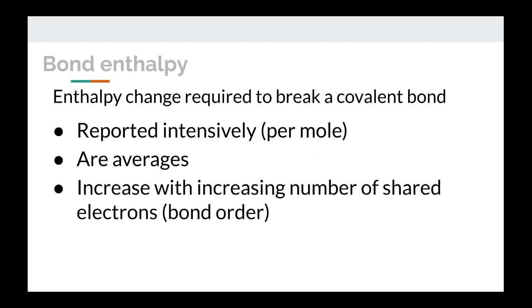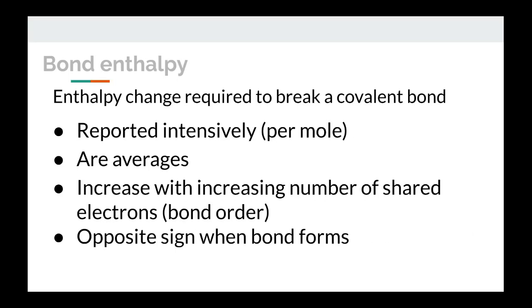Another thing that's true, as we know, is that they increase with the increasing number of shared electrons. So as the bond order goes from 1 to 2 to 3, single bond, double bond, triple bond, it's going to require more energy to break up that bond because there are more attractive electrons that make it up. And then it's a positive number to break up bonds because that's an input of energy for the process. But when bonds form, it's the opposite sign. It's a negative number for bond energy.